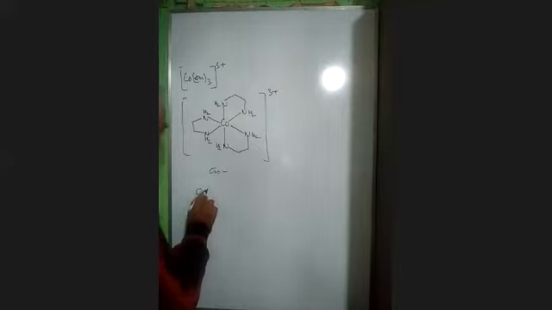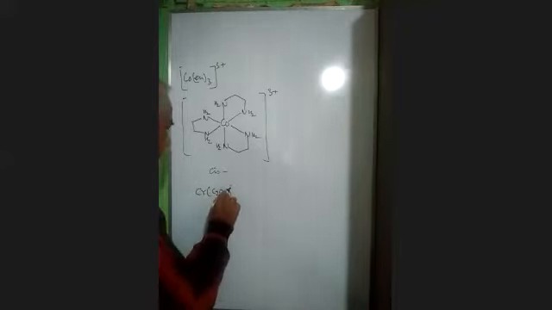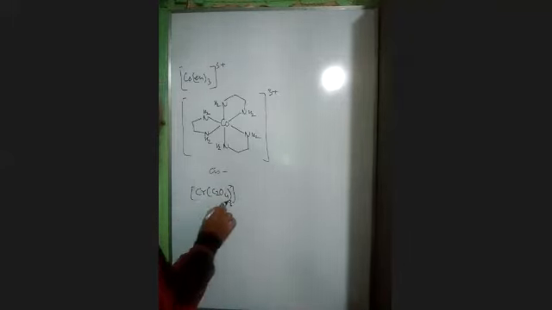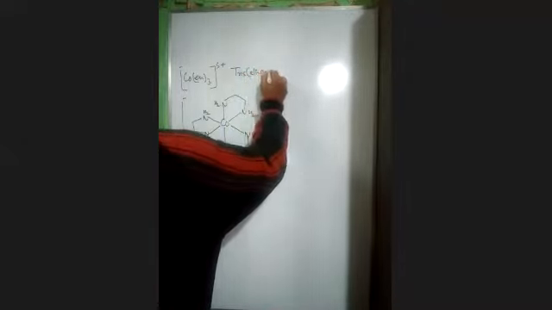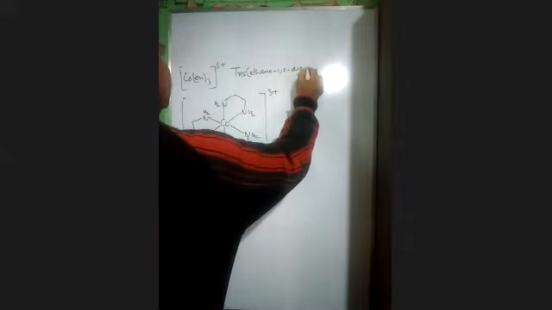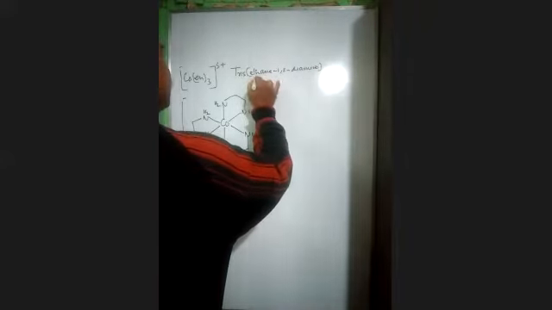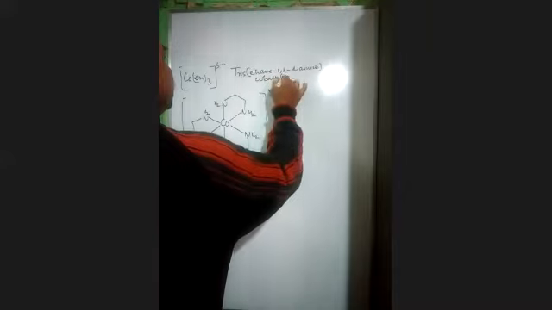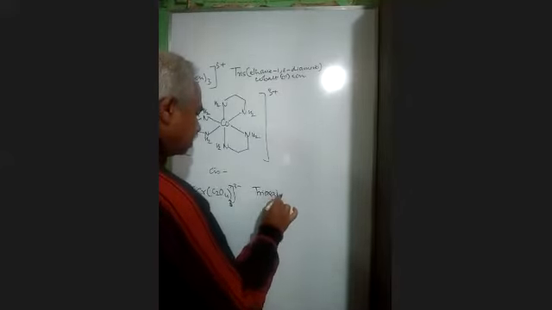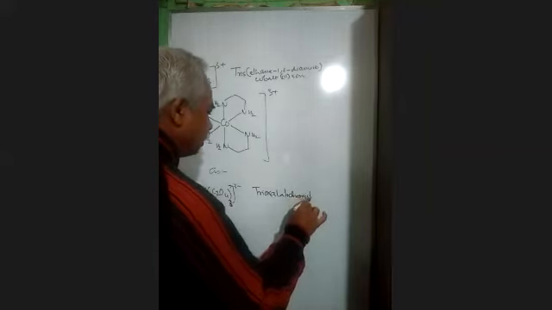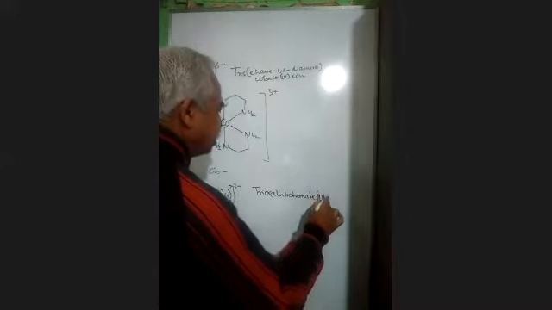Okay. So similarly, please write this. This is called tris(ethane-1,2-diamine)cobalt(III). And this is trioxalatochromate(III). Draw this one. That day I showed you how to draw oxalate.